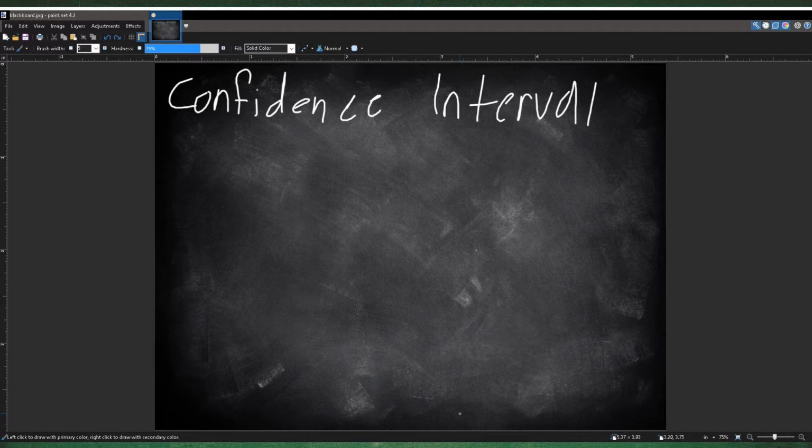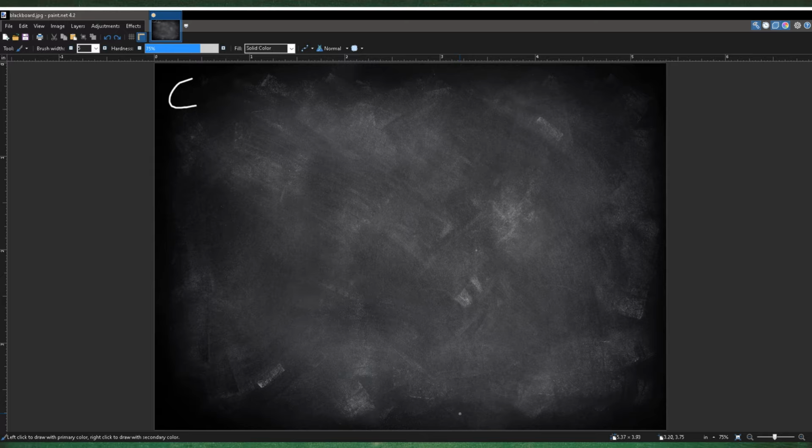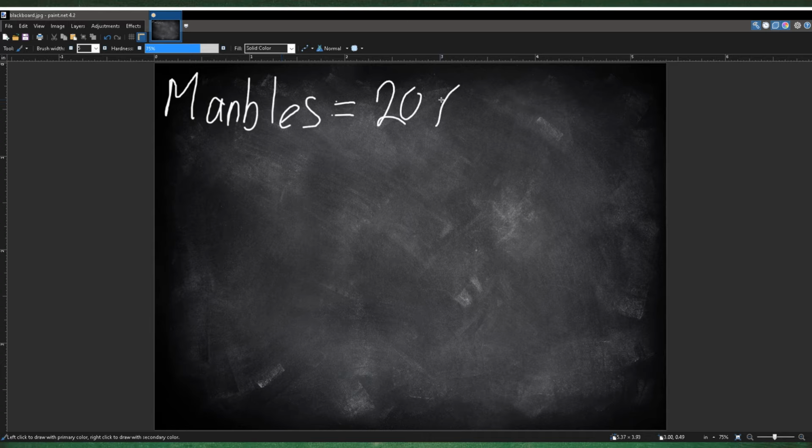So that's basically for confidence intervals. Now let's actually work on an example. Let's say there's a marble company, something with marbles. The marble company claims that 20% of the marbles they make are red. Okay?